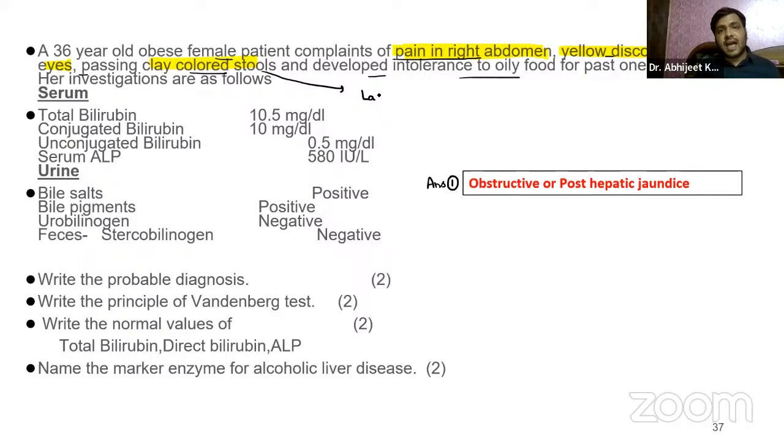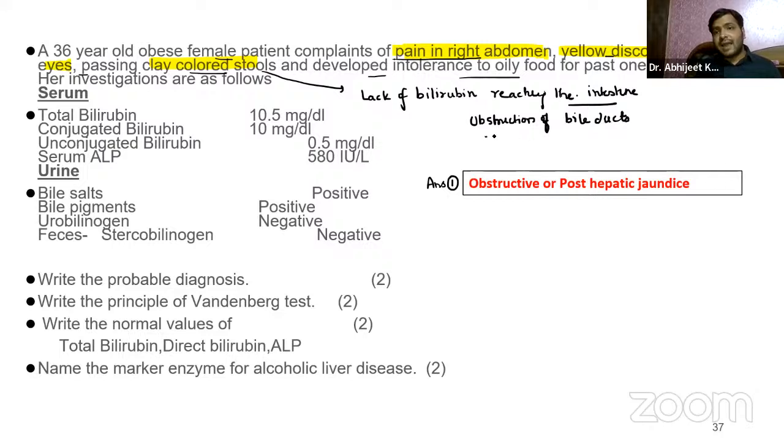It indicates lack of bilirubin reaching the intestines, and that could be due to obstruction of the bile ducts, right? And obviously we have three types: pre-hepatic, hepatic, and post-hepatic. That's why we have said post-hepatic.